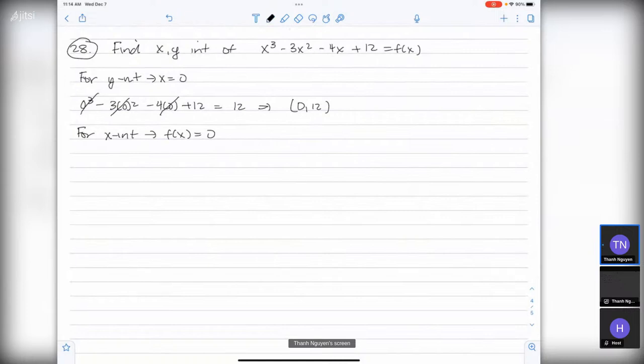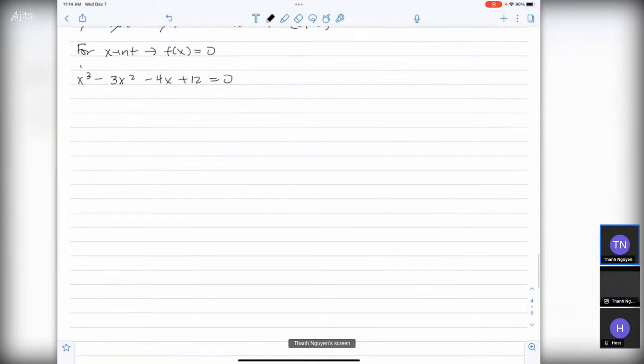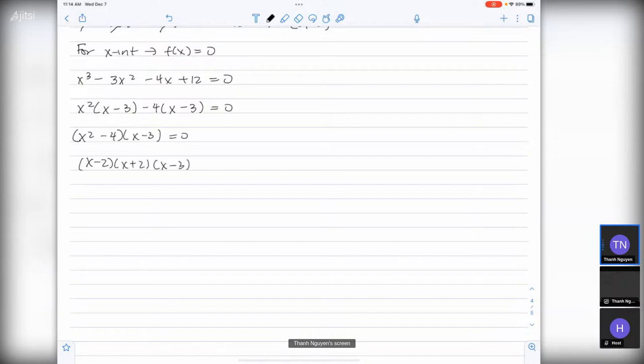So then we get that x cubed minus 3x squared minus 4x plus 12 is equal to 0. So now we have to factor it, right? Which is finding the zeros of this polynomial at this point. So you can actually factor this, right? If you take out an x squared over here, this becomes x minus 3. And if you take out a negative 4 over here, this becomes x minus 3 as well. So this becomes x squared minus 4, x minus 3, right? So this is x minus 2, x plus 2, x minus 3, equals 0.